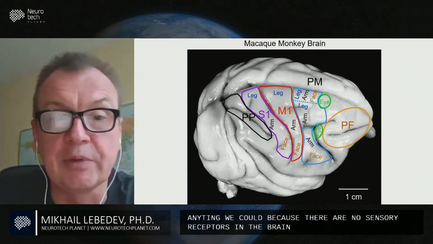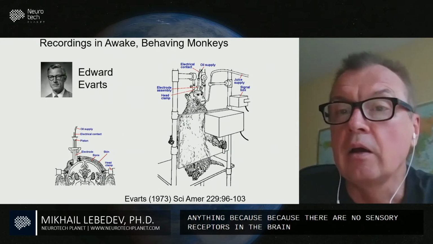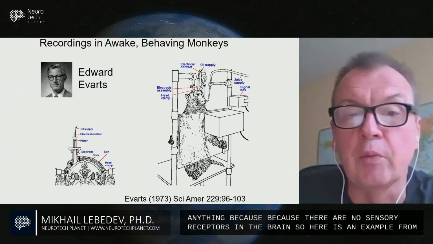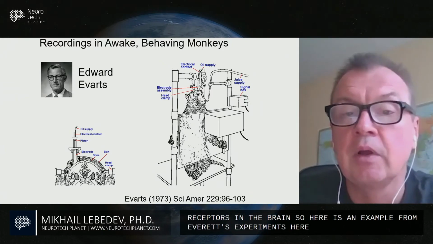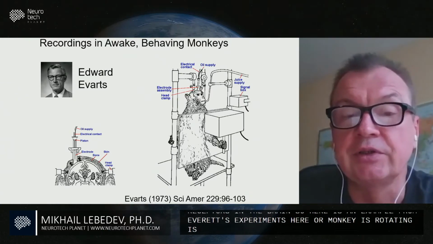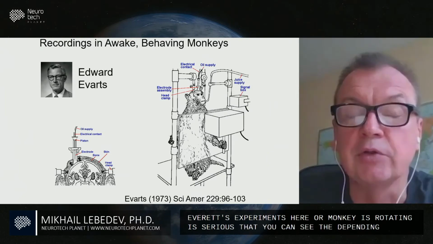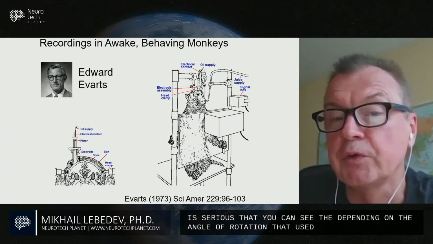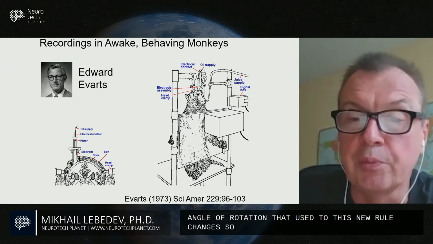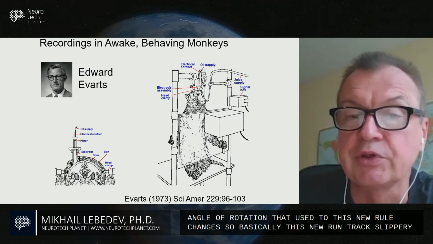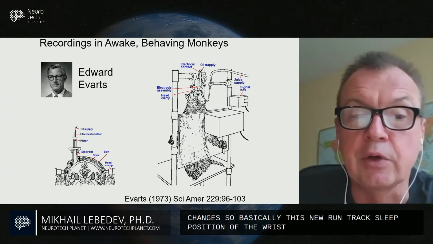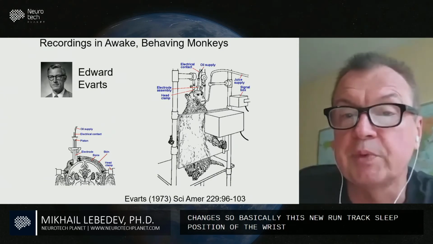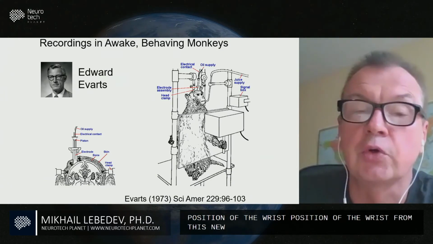So here's an example. Next slide, please. So here is an example from Evarts' experiment. Here, a monkey is rotating its wrist, and you can see that depending on the angle of rotation, the activity of this neuron changes. So basically, this neuron tracks the position of the wrist. And we can decode position of the wrist from this neuron's activity.